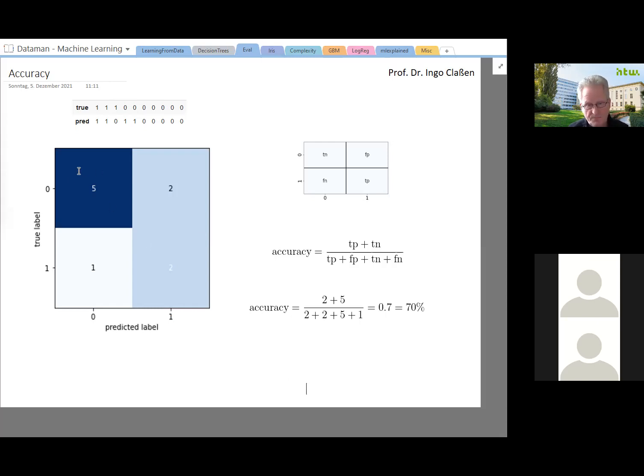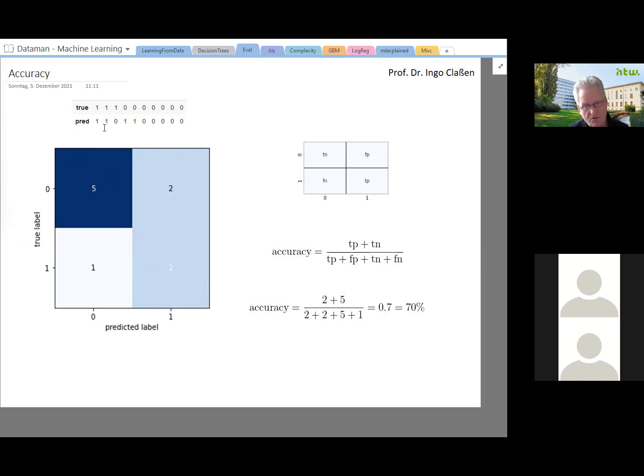So this is our confusion matrix here. What are the things that have been done right? These are the true positives and the true negatives. So these are 5 plus 2, true positives plus true negatives.